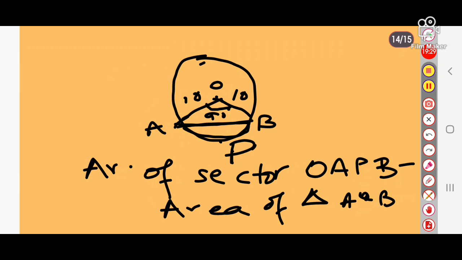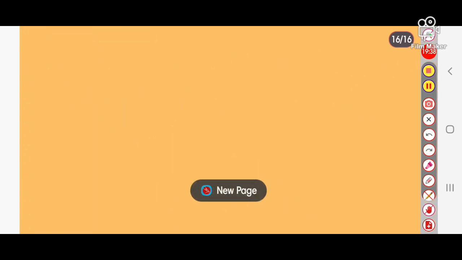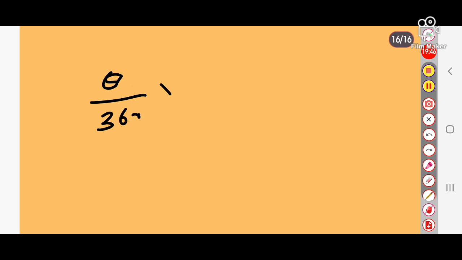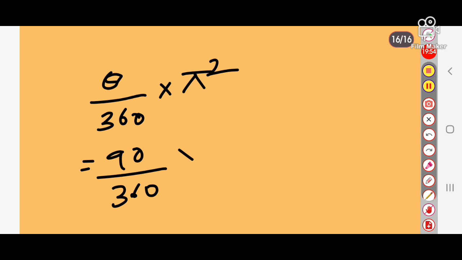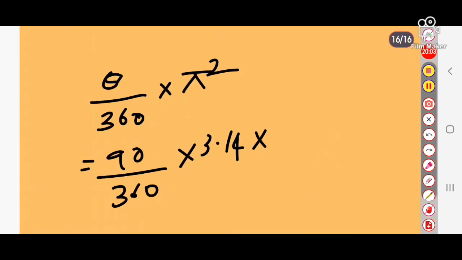Similarly, we need to find the area of sector OAPB. We will add a new page. The area of the sector formula is theta by 360 into pi r square. We know the theta value is 90 because the sector forms 90 degree at the center. 90 by 360 into 3.14 into the radius, which is 10 centimeter, so 10 square. It's not pi square, it's pi r square.